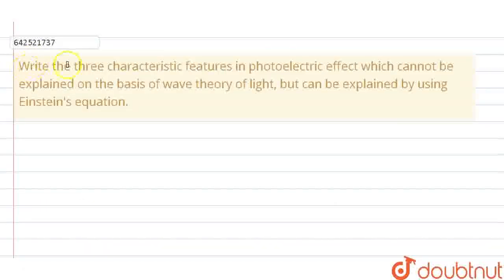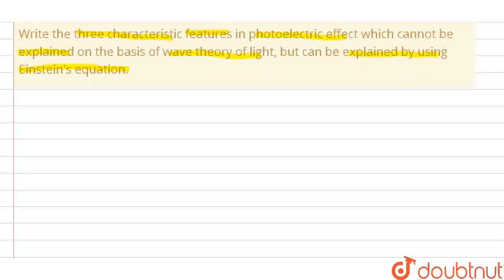Hello everyone, let's start with the question. The question says: write the three characteristic features in photoelectric effect which cannot be explained on the basis of wave theory of light but can be explained by using Einstein's equation. So now, the three characteristic features.